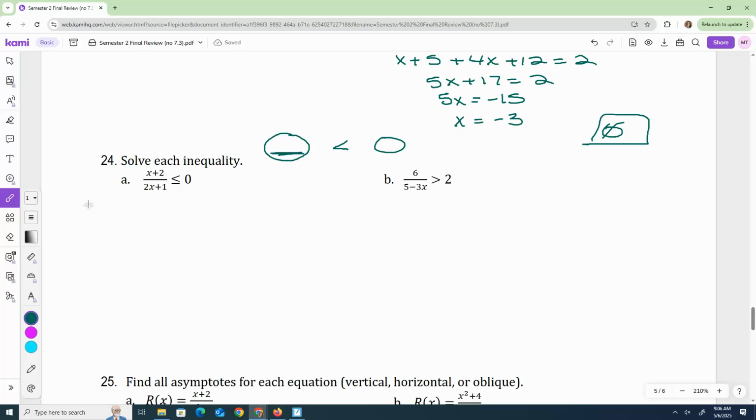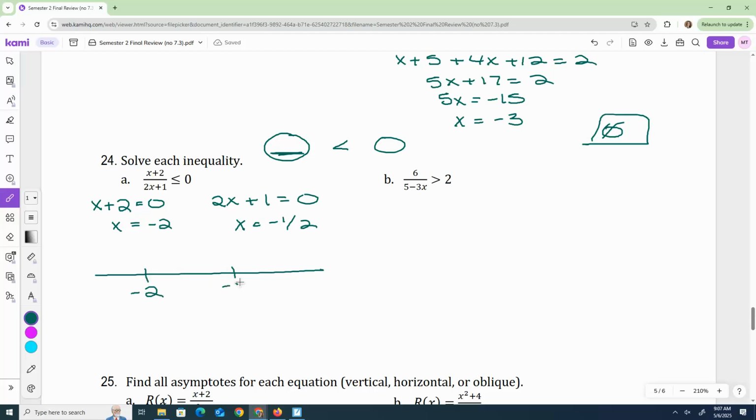This one's already set up that way. So what we did is figure out what makes the top and bottom 0. Those are the only times you can change between positives and negatives. So we get -2 and -1/2. And then we made a sign line. -2 is smaller, it goes on the left, then -1/2, and we did test points.